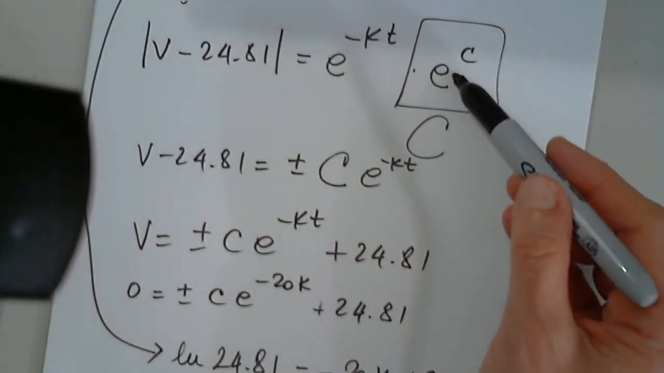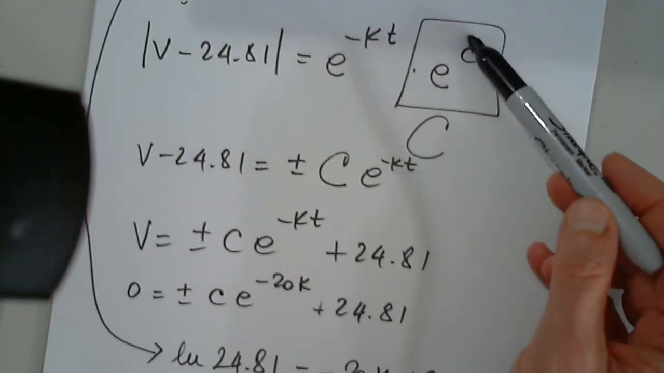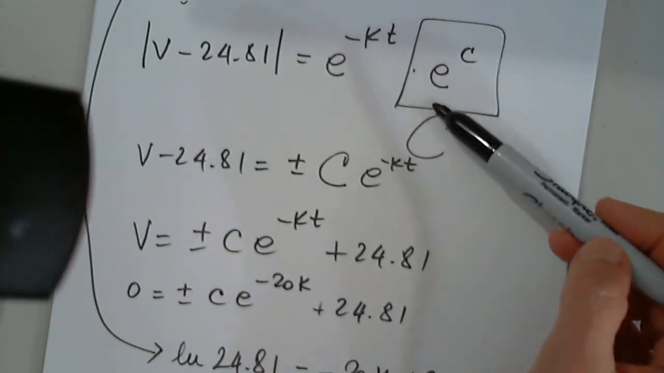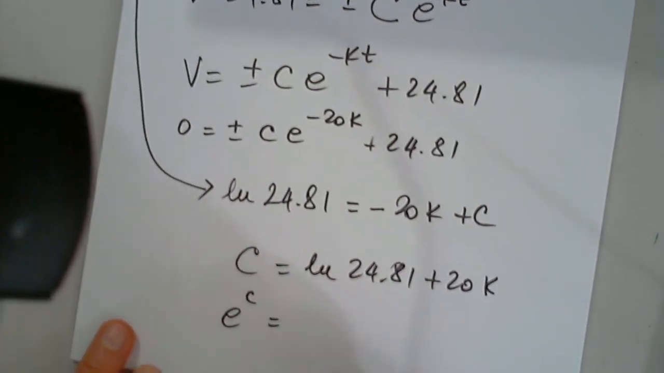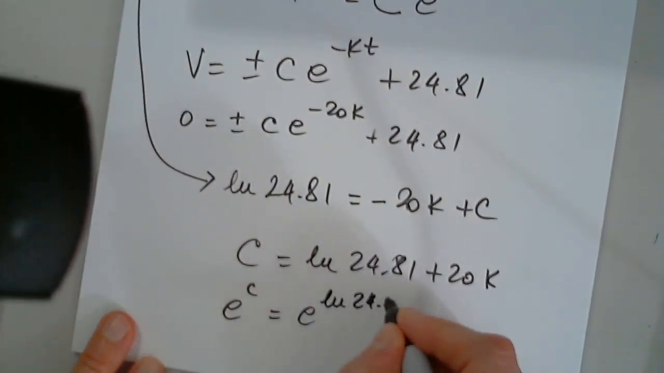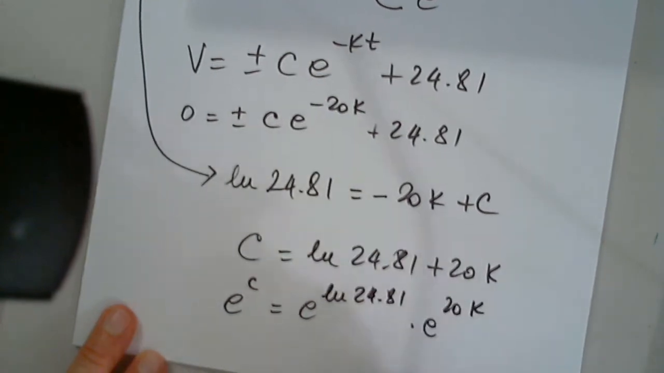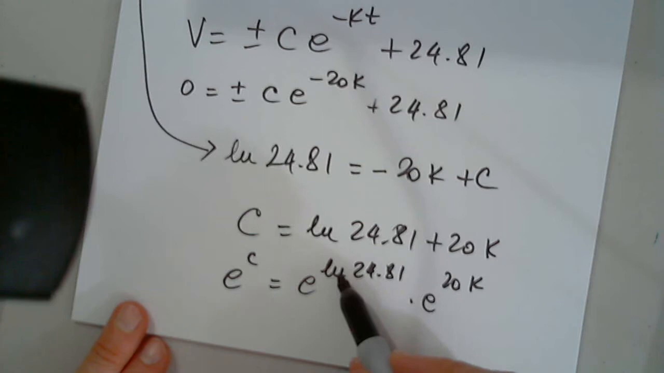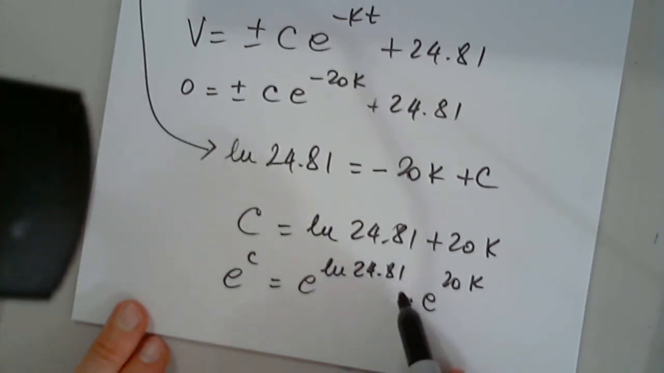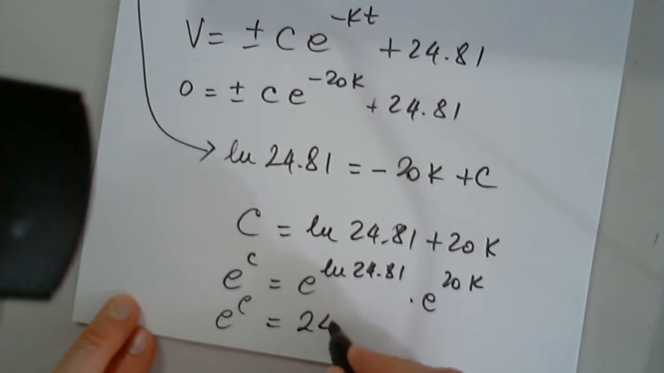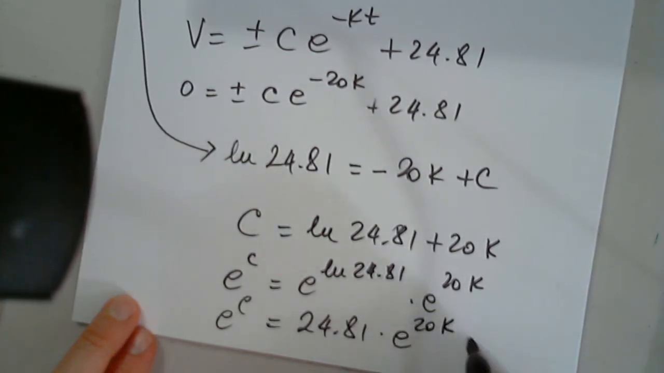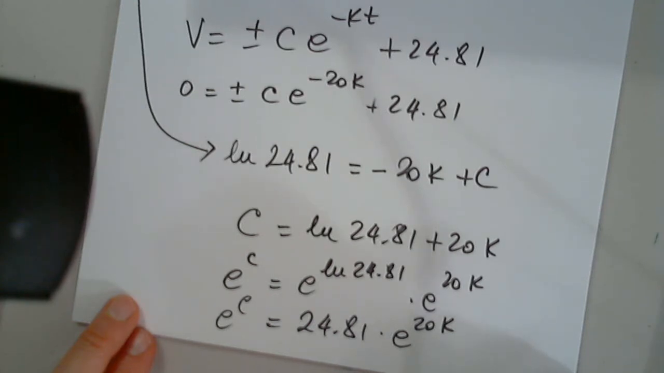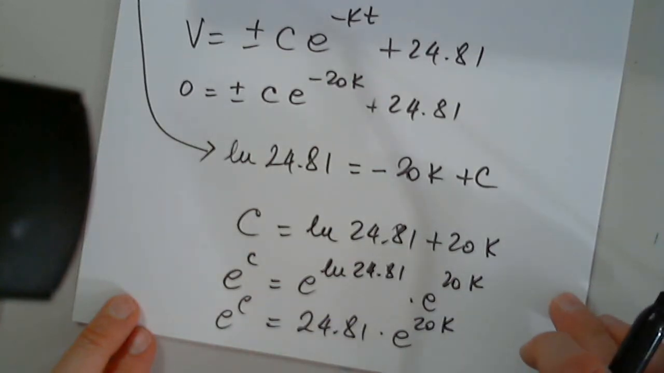So if that's the case, then we can determine this constant easier, because now e to c will be e to this times e to 20k. And remember the rule, e to natural log of a number is just that number, 24.81. So then e to c equals 24.81 times e to 20k. So that is the constant c.